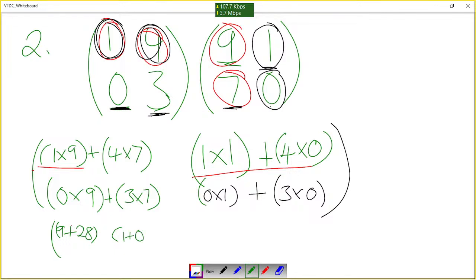Okay, then close bracket. Then I'm going to evaluate this, which is going to be 9 times 0 will give me 0, plus 3 times 7 will give me 21. Okay, then we come to this side. This side we say 0 times 1 will give me 0.